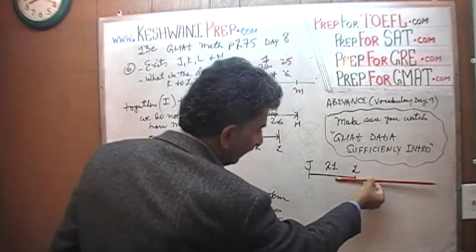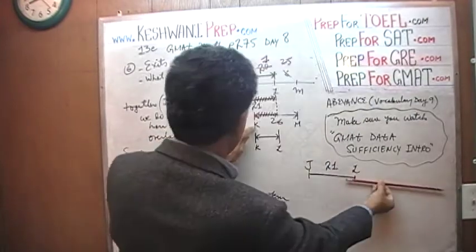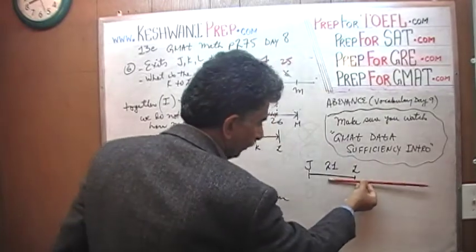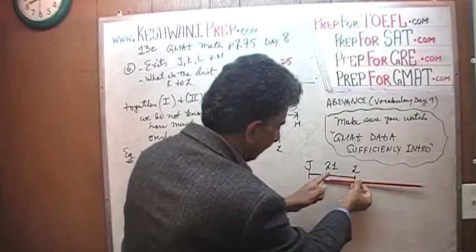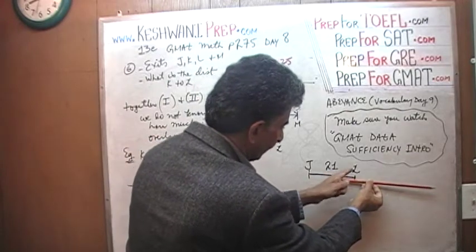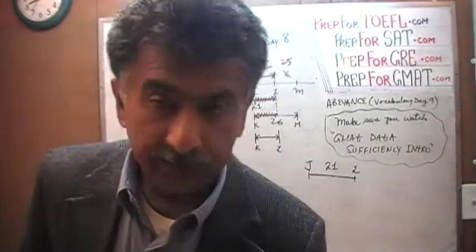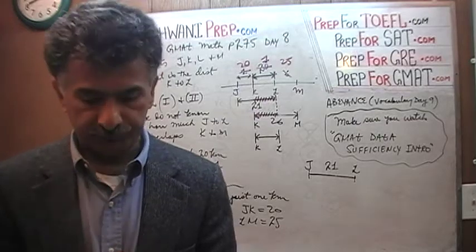This guy could be sitting like this. It could be sitting like this. This is K and this is M. This is 26. We don't know where it's sitting. And this is K and this is L. As you shift the K around, the distance from K to L changes. There is no way of telling. It seems like there is enough information, but there isn't. This is a tricky question.